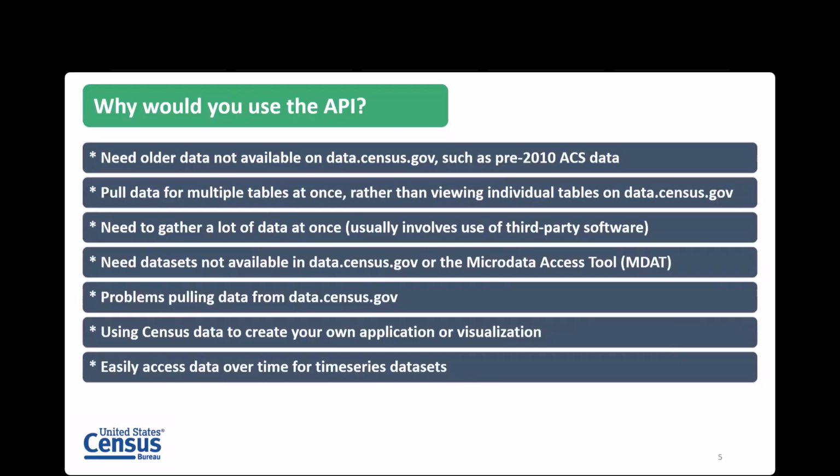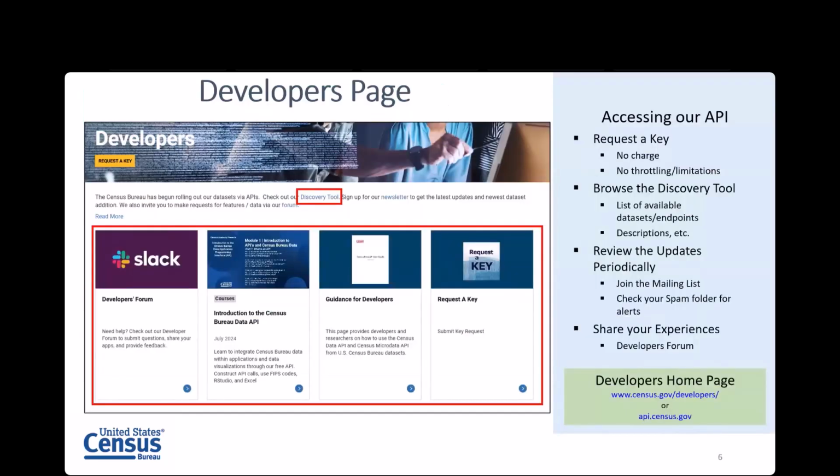A lot of other popular reasons are perhaps you want to pull data from multiple tables at once rather than looking at those tables one by one and picking out the individual variables, or maybe you just need one single variable, or maybe you need a whole lot of variables. There's a whole lot of different reasons for why you would choose to use the API. I'm going to show you a couple of those today when we get over to our exercises.